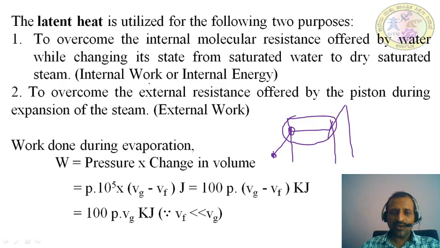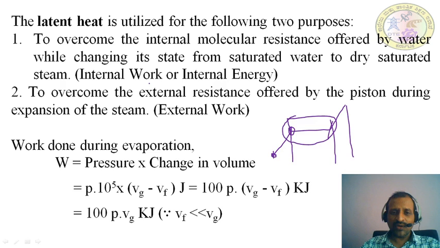So P into 10 to power 5, I am writing. Why 10 to power 5? Because P is in bars. So to convert bar into joule, you have to take 10 to power 5, right? P in 10 to power 5, then into Vg minus Vf.